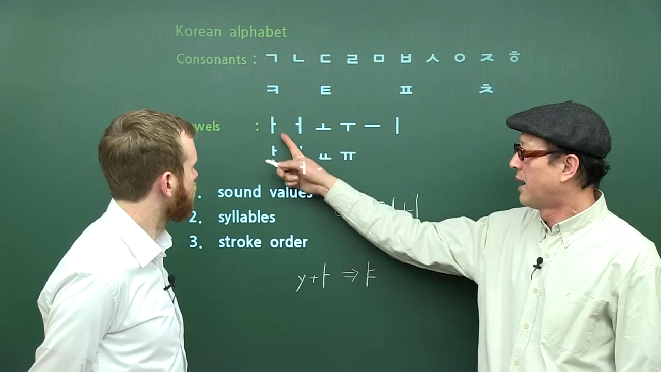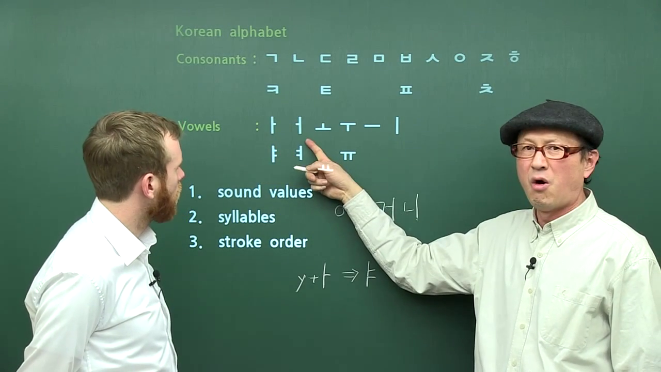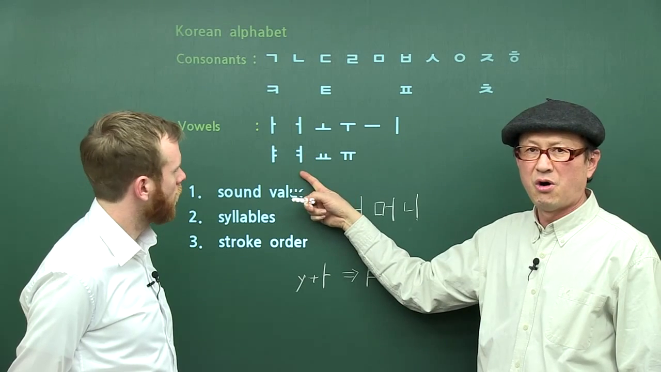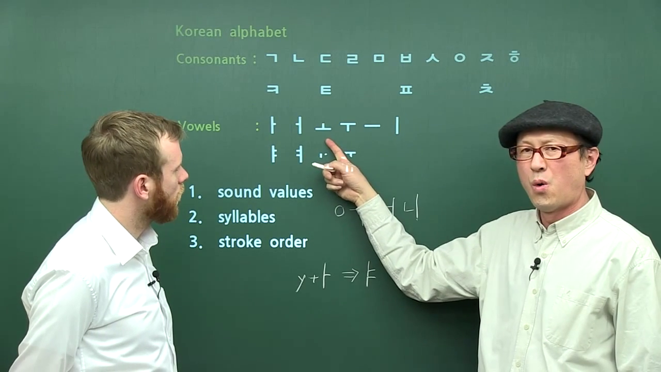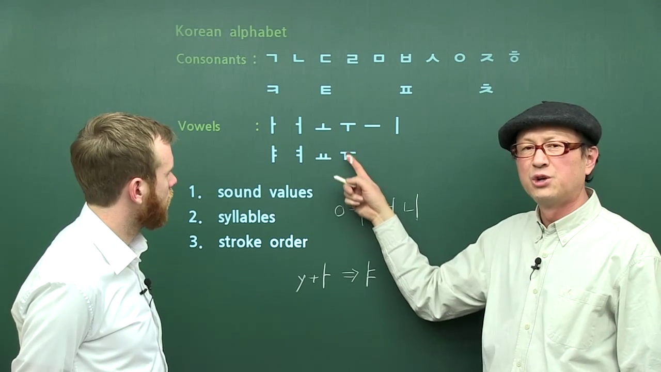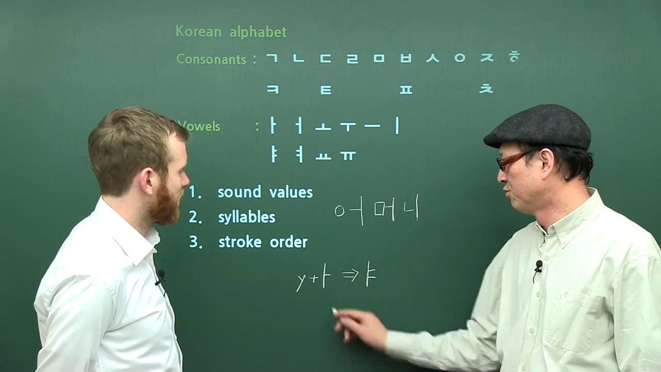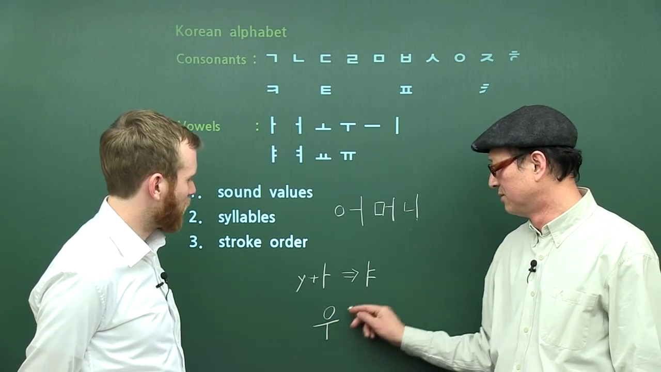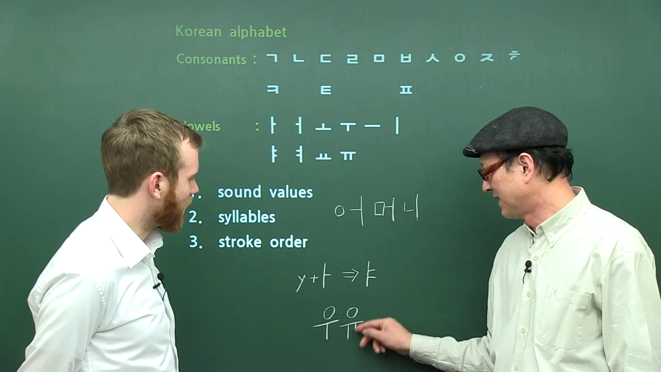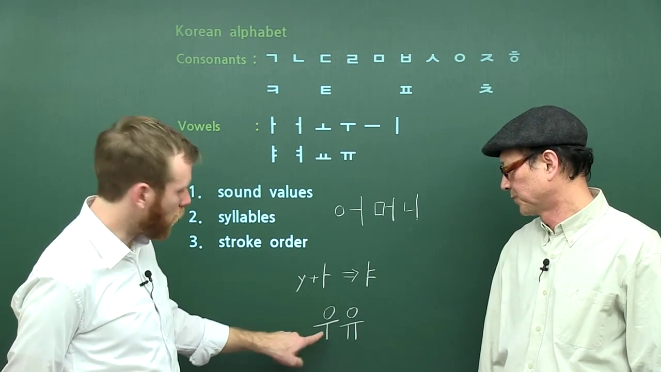그래서 아, 야, 어, 여, 오, 요, 우, 유. 우유. 네, 우유. 우유 뭐예요? Uyu is milk in Korean. Okay. Right? So again, U, extra stroke, U, 유.